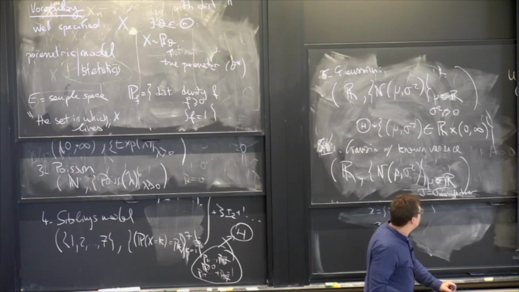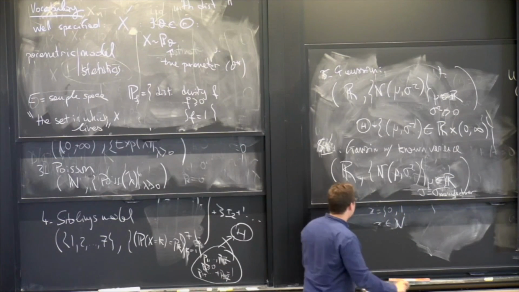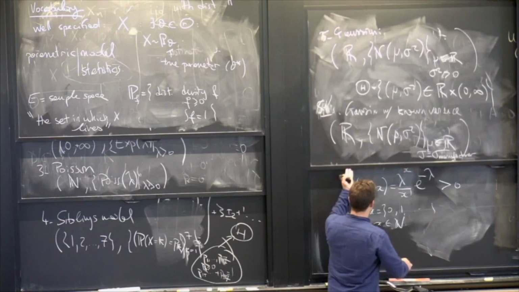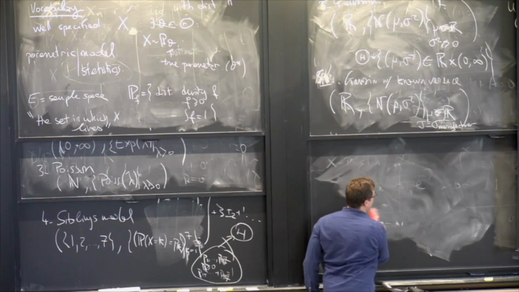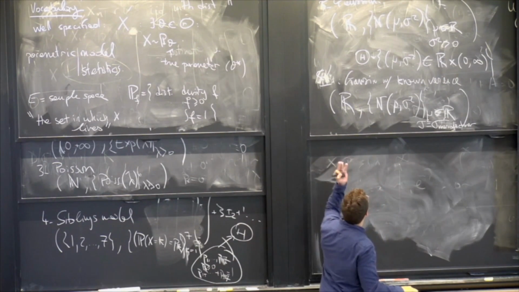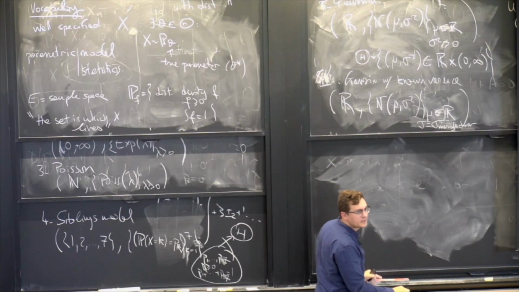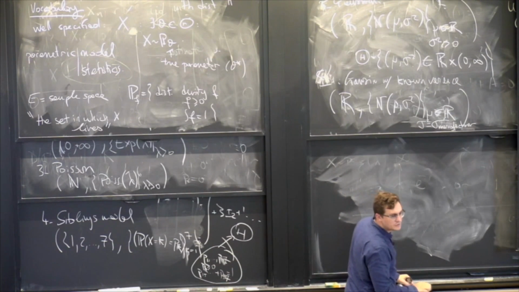And we can come up with other examples, right? So for example, here's another one. The names don't really matter. I called it the siblings model, but you won't find the siblings model in a textbook, so I wouldn't worry too much.